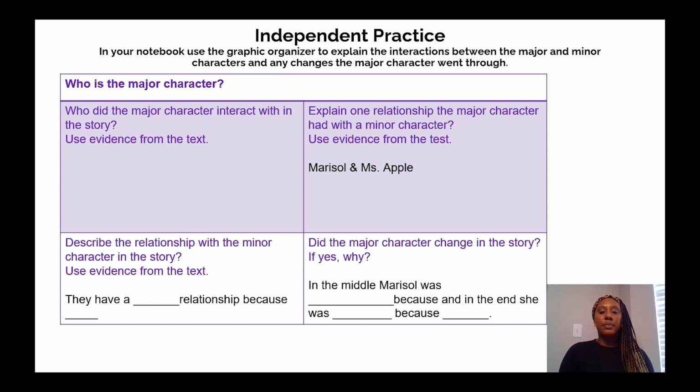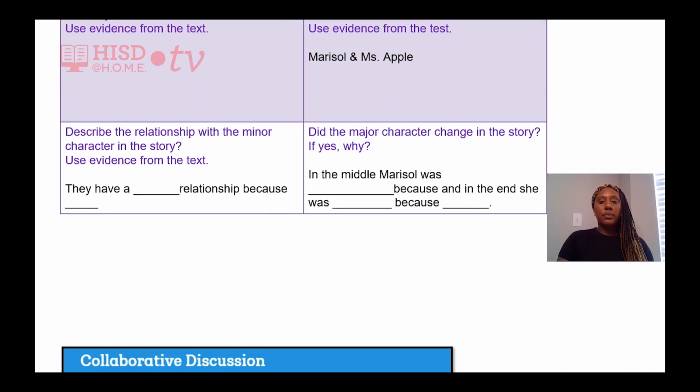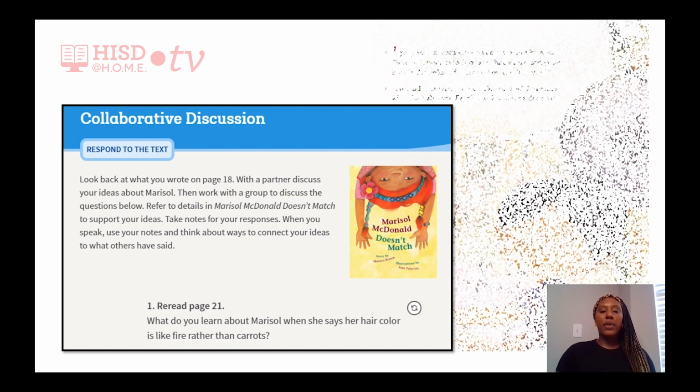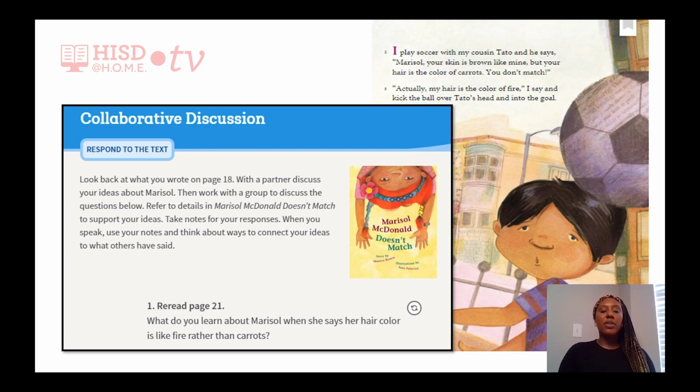So I want you to take 10 minutes to go ahead and fill out this graphic organizer, exploring the relationship between Marisol and Miss Apple, any changes that Marisol went through from the middle of the story to the end of the story, and the minor characters that she interacted with. When you finish your graphic organizer, I want you to do this as an extension activity. We're going to reread page 21, and then I want you to answer the following question.